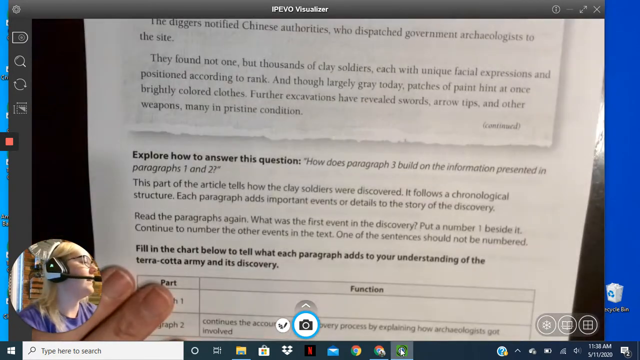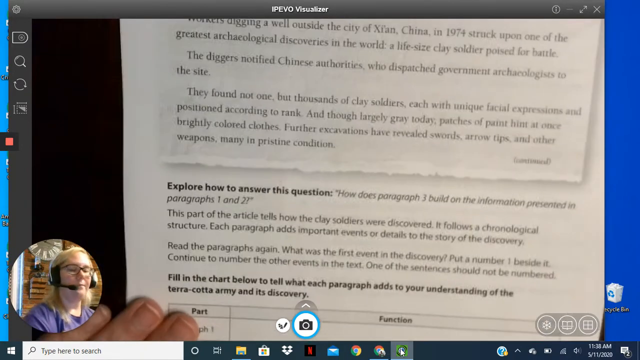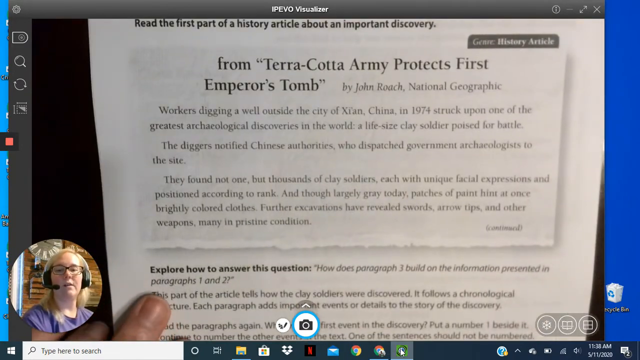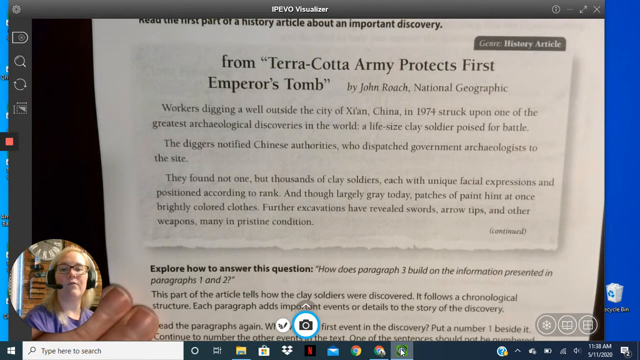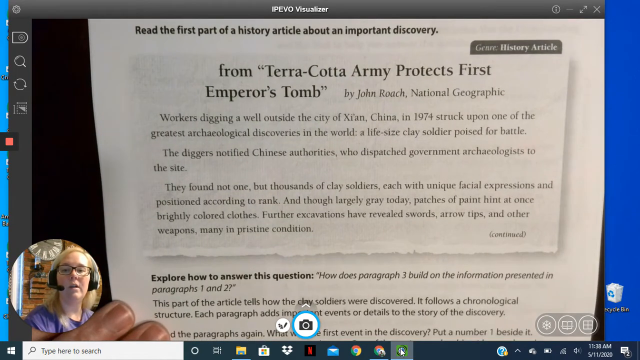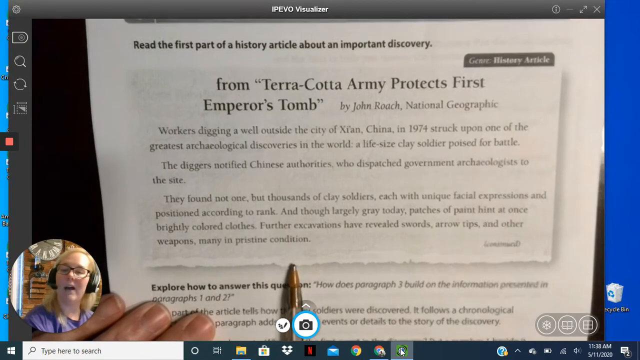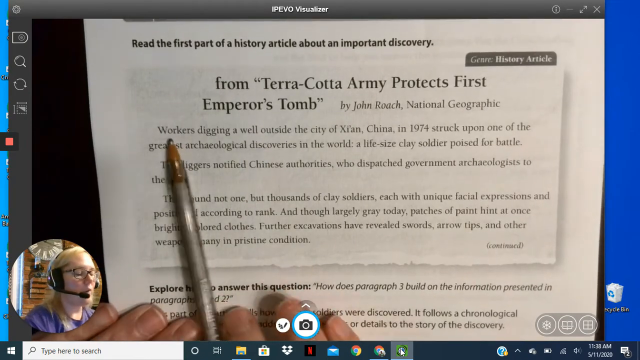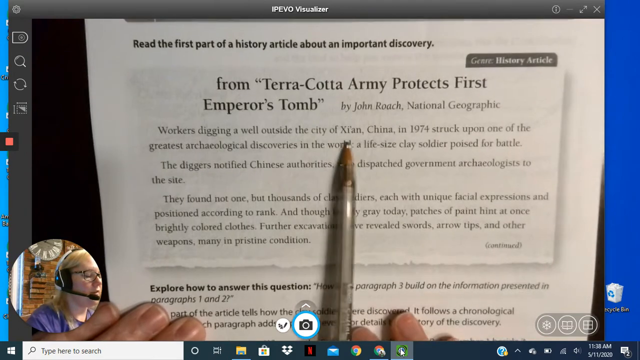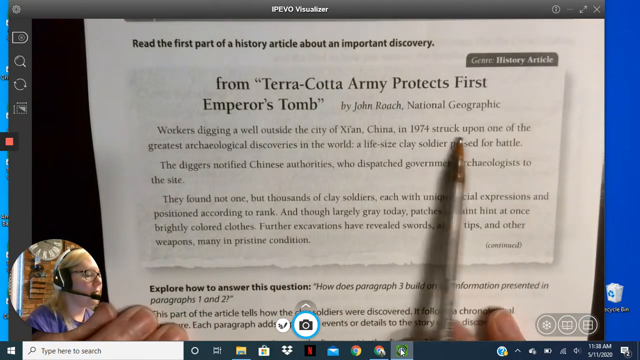Okay, we're going to read a story. It's an excerpt from The Terracotta Army Protects the First Emperor's Tomb. We're going to just read this first part, and we're going to think about each paragraph and how it contributes.